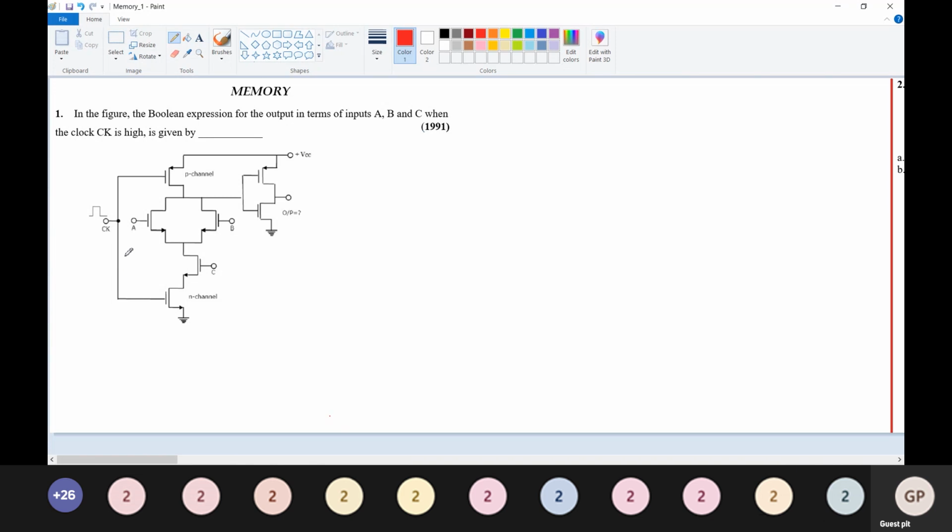inputs A, B, and C when the clock CK is high. So in this problem, we are supposed to find what is the Boolean expression for the output in terms of the inputs A, B, and C when the clock is high. Okay, when the clock is high, what will be the output expression? So that is what we are supposed to find in this problem.